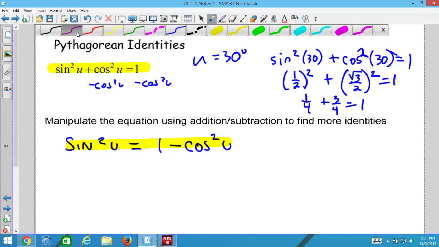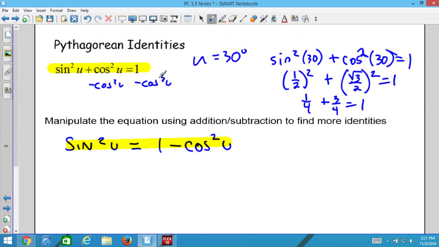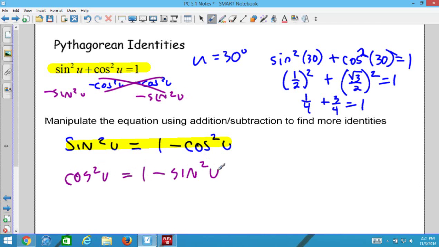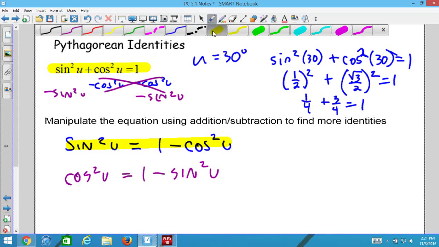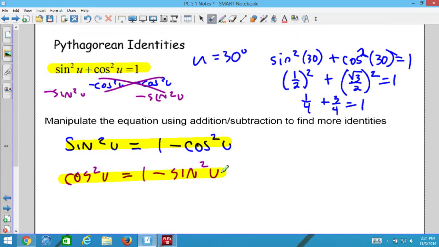If I went up to the original again, and instead of subtracting cosine squared u, how about I subtract sine squared u from both sides of the equation? I would get cosine squared u equals 1 minus sine squared u. That is also equivalent to the original one. So this is another identity, Pythagorean identity. Number 3, 6 more.